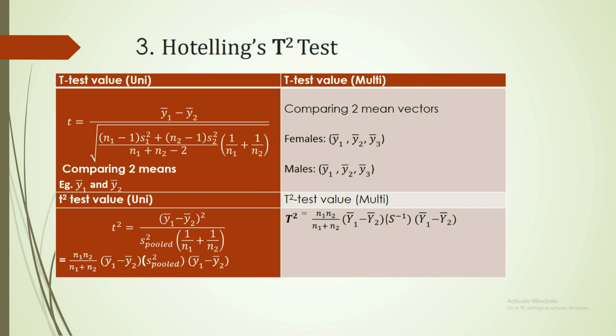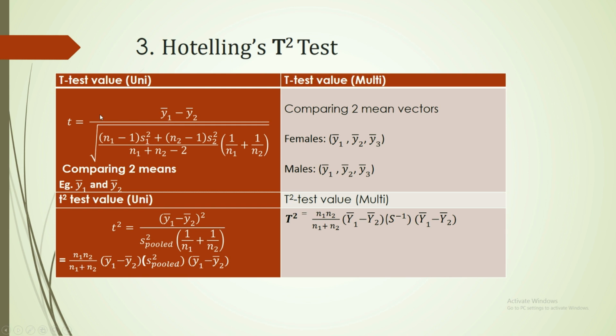So the simplest form of multivariate analysis is the Hotelling's T-square test. Now, Hotelling's T-square test is similar to the t-test in the univariate analysis case. So let's just have a quick review of the univariate t-test.